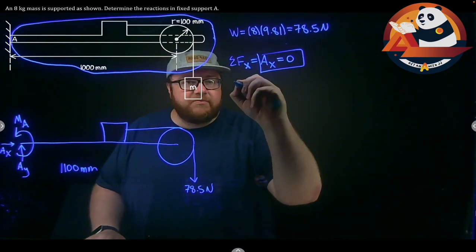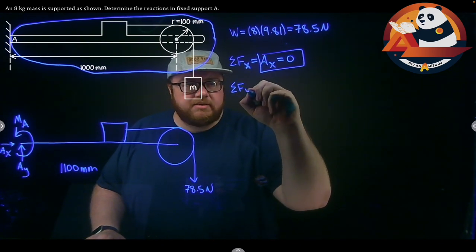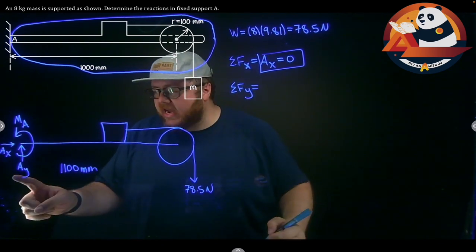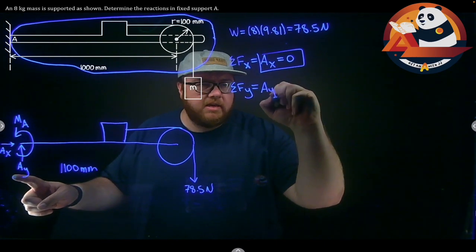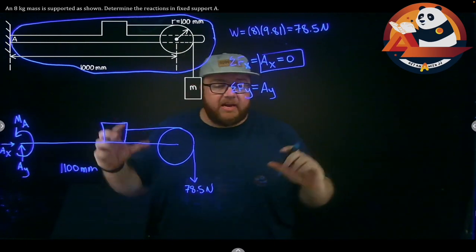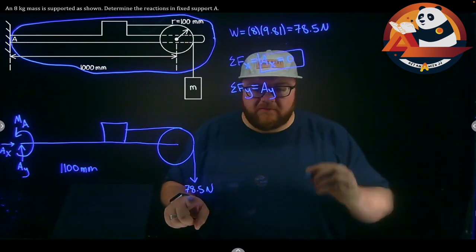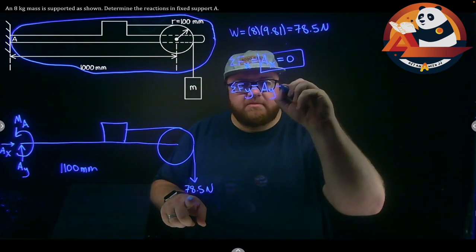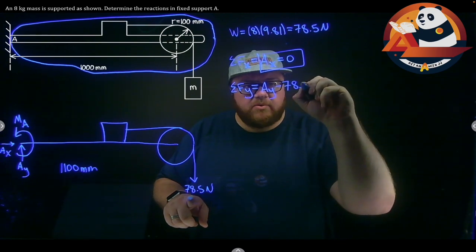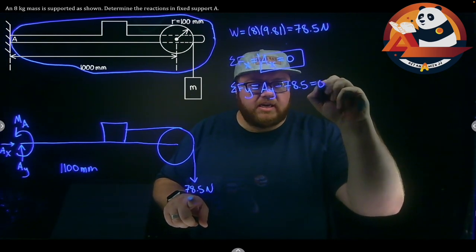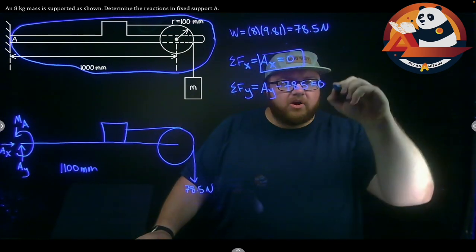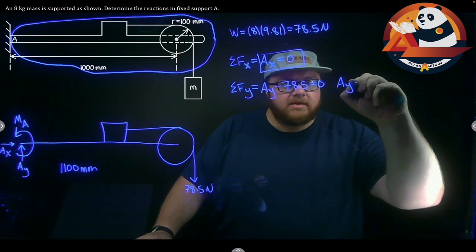From there, I can sum forces in the Y direction. Summing forces in the Y, I have AY going up. Even though this equation is going to be easy, we're going to make the full equation and then solve it. AY acting up, our force from the weight coming down, minus 78.5 equals 0.